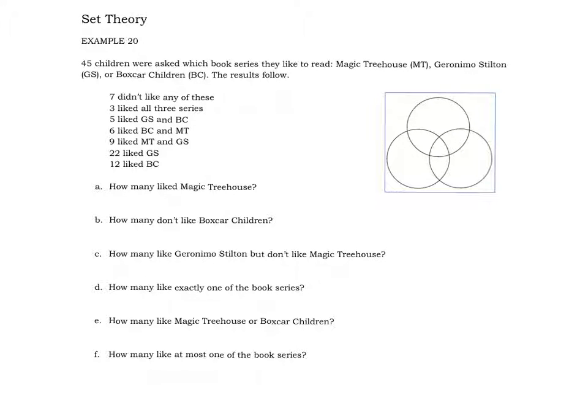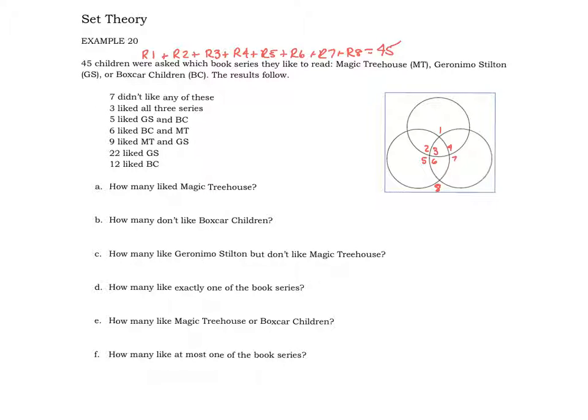Sets, example 20, and this is another survey just like 19. So as we did before, I'm going to go ahead and number the regions for communication purposes. "45 children were asked which book series they like to read," and so that tells us that our survey, when we add all these regions together, we should get that 45.